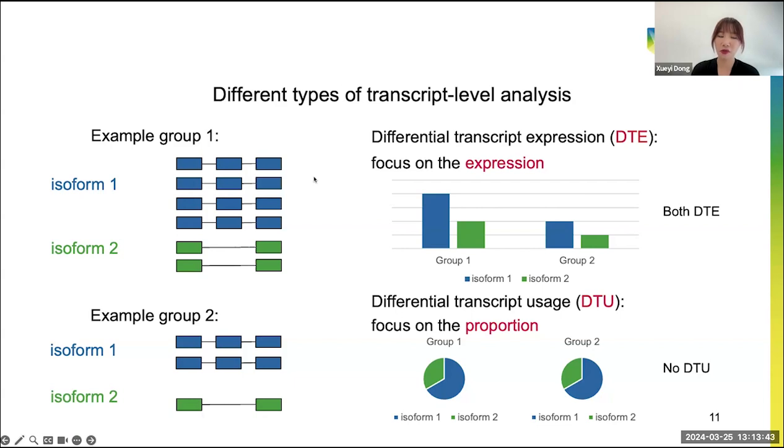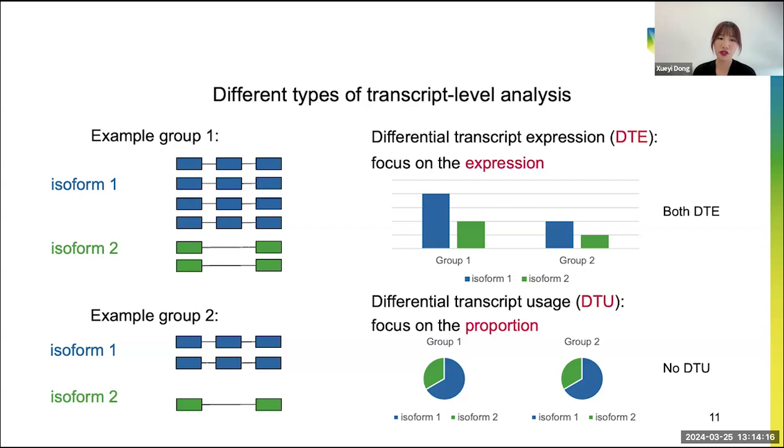Well, the two isoforms are expressed at different levels, but if you look at the proportion of isoform usage, you can find that in the two different groups they are used in the same proportion. So in this case, both of the two transcripts should be detected as DTE transcripts, because for DTE analysis we are focusing on the expression level of each transcript.